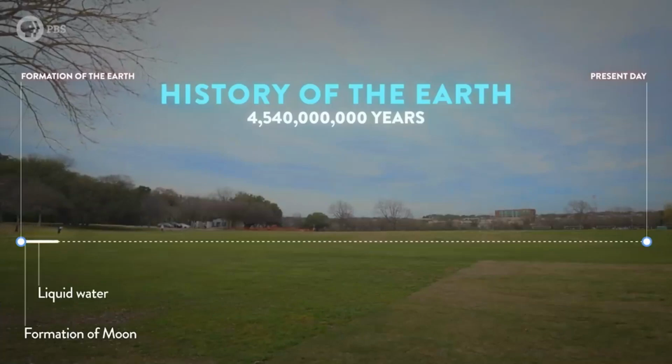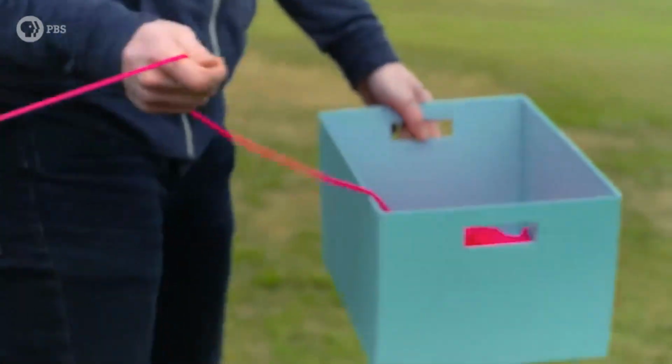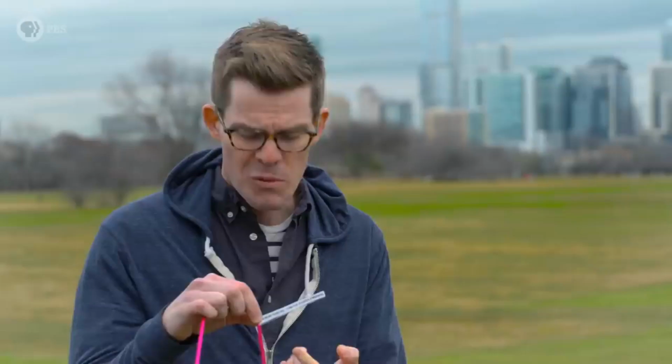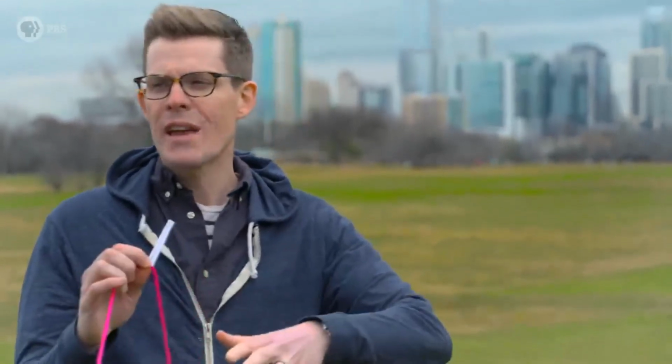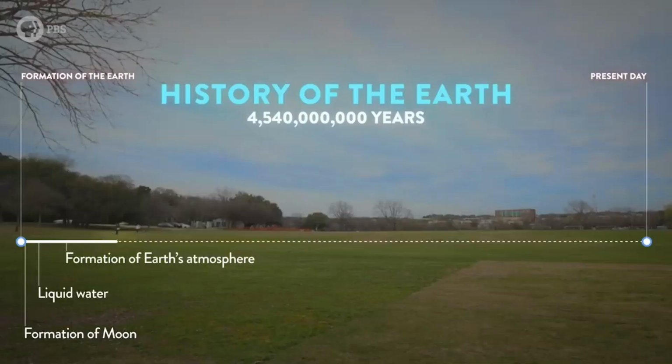Oh, liquid water. Love this stuff. Kind of a big deal for life. Formation of the Earth's atmosphere. Earth is massive enough now that it can start keeping gases close to its surface thanks to gravity, but it was mostly stuff like carbon dioxide, ammonia, methane, none of this sweet, sweet oxygen stuff yet. Still not a lot happening right now.